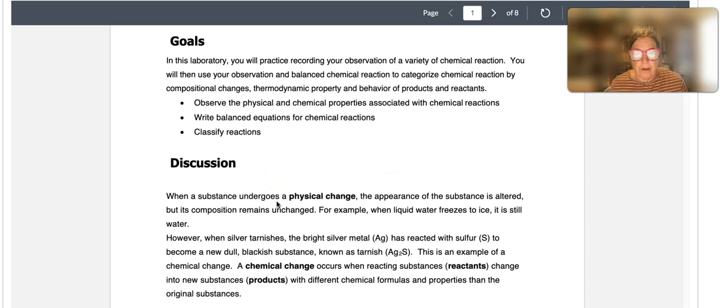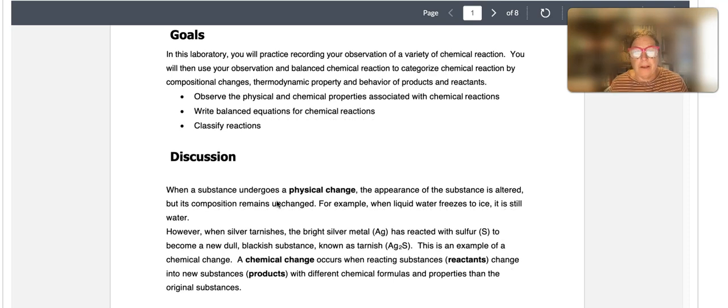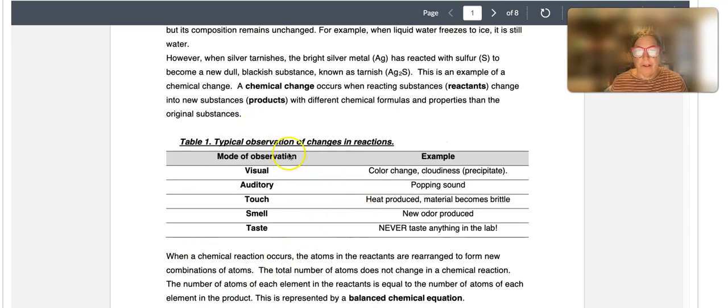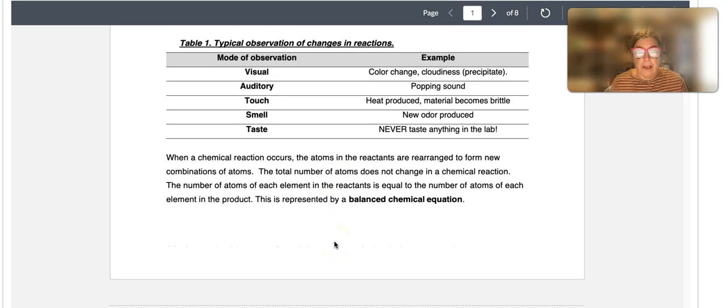And so they're going to talk in this lab. We learn about the difference between a physical change where the chemical formula of the stuff doesn't change, for example, when water freezes, or a chemical change when chemical formulas actually change. This is the list of observations they want you to do. Just do the best you can with the videos.